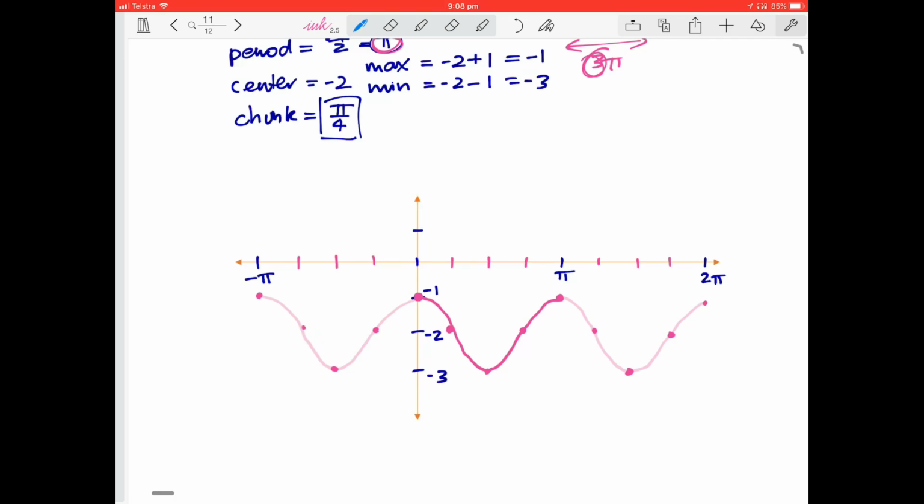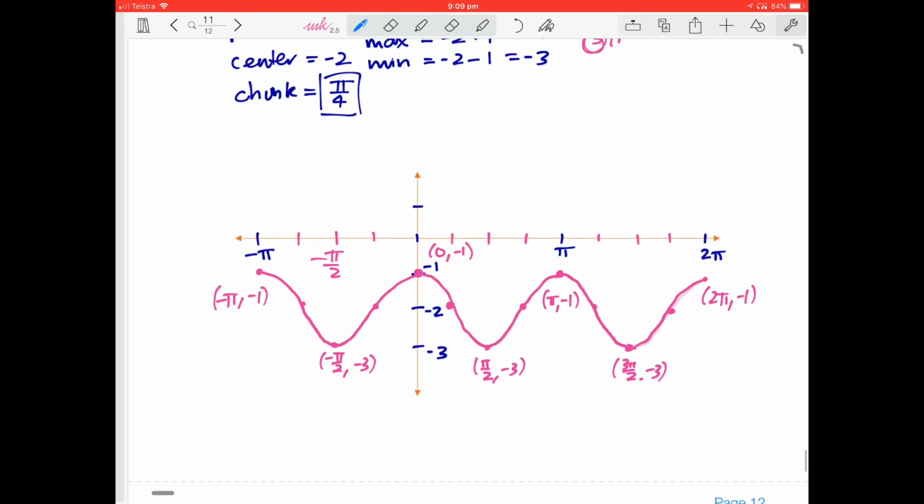Okay, from this we also know our endpoints. Negative pi, negative 1. That's going to be pi on 2. Negative pi on 2, negative 3. 0, negative 1. Pi on 2, negative 3. That will be pi and negative 1. This will be 3 pi on 2 and negative 3. And of course our end will be 2 pi, negative 1. I don't know why that graph didn't show up.